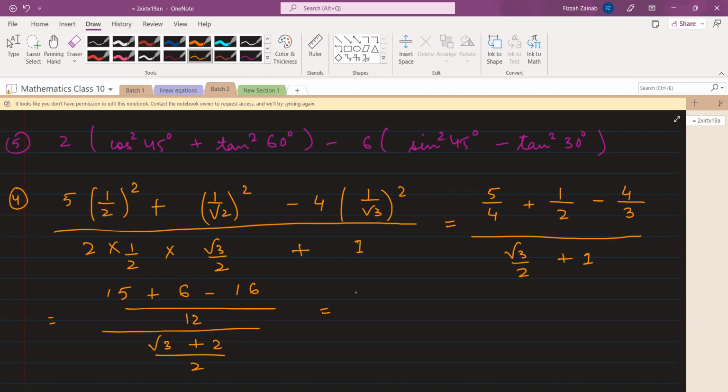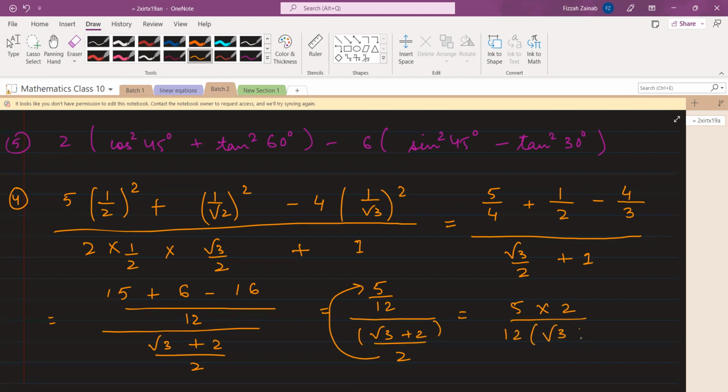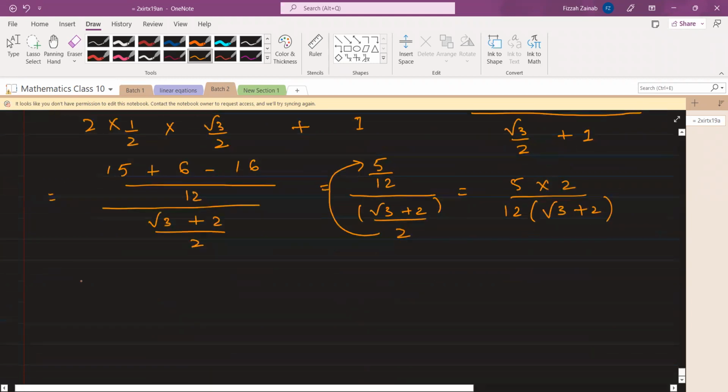Okay, so in the numerator you have 15 plus 6 is 21, and 21 minus 16, or you do it like this: 15 minus 16 is minus 1, and then plus 6 will get you 5. 5 by 12, and then divided by root 3 plus 2 divided by 2, right? So the outer terms are multiplied together and the inner terms are multiplied together. So 5 into 2, and divided by 12 into root 3 plus 2, right? Okay. So this will give you 5 divided by 6, and in the denominator, root 3 plus 2.